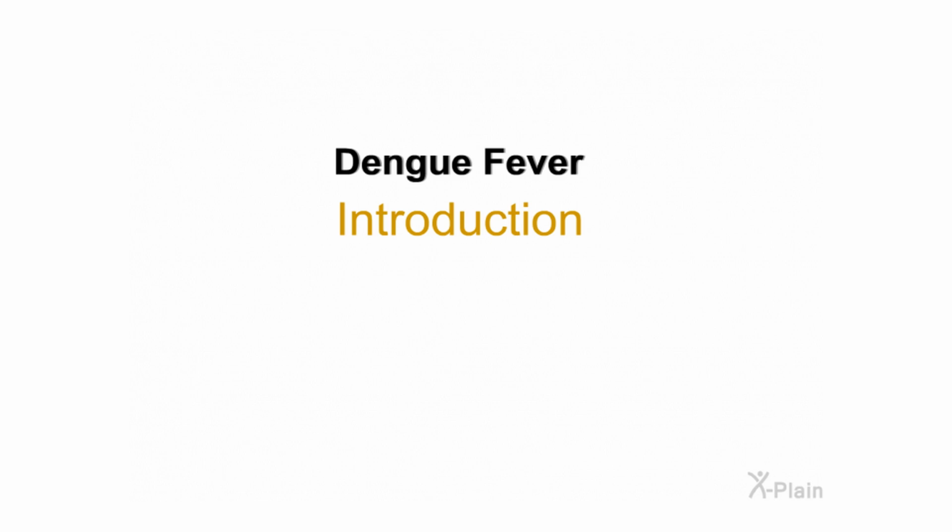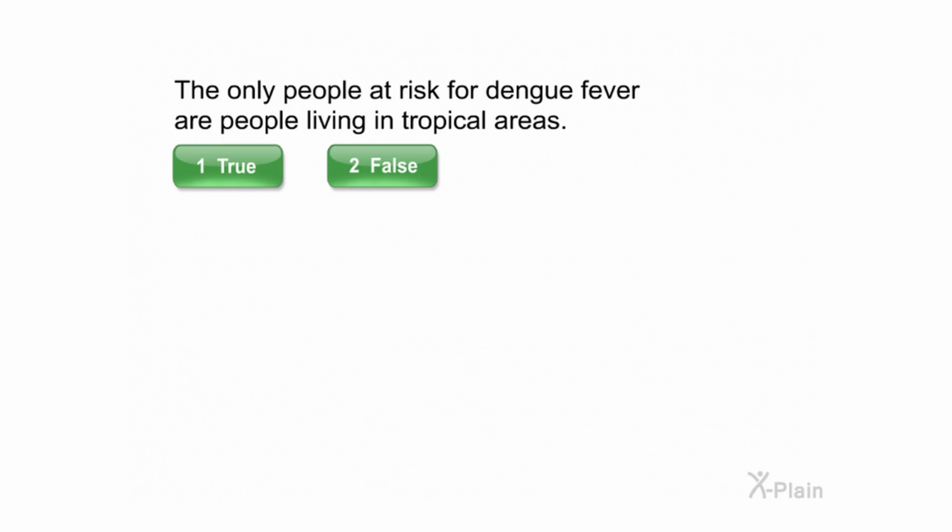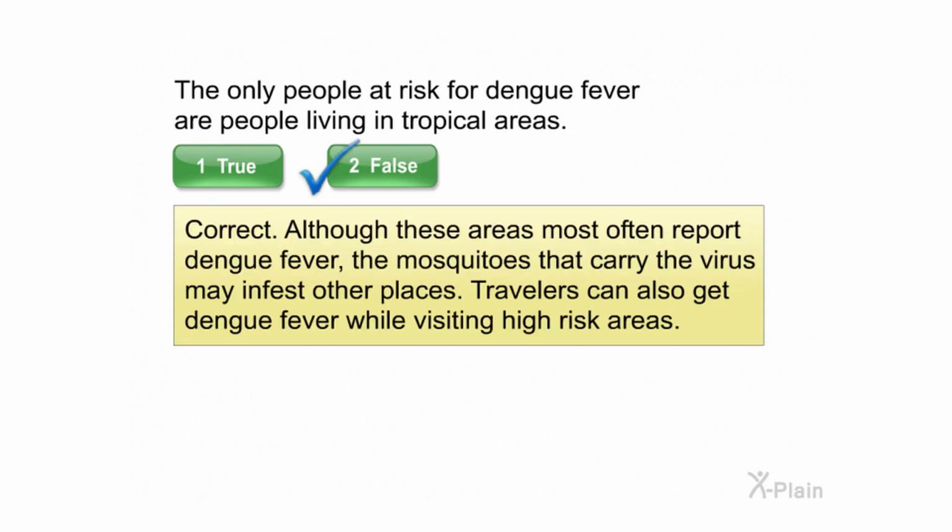Dengue fever. Introduction. The only people at risk for dengue fever are people living in tropical areas. Select true or false. Correct. Although these areas most often report dengue fever, the mosquitoes that carry the virus may infest other places. Travelers can also get dengue fever while visiting high-risk areas.